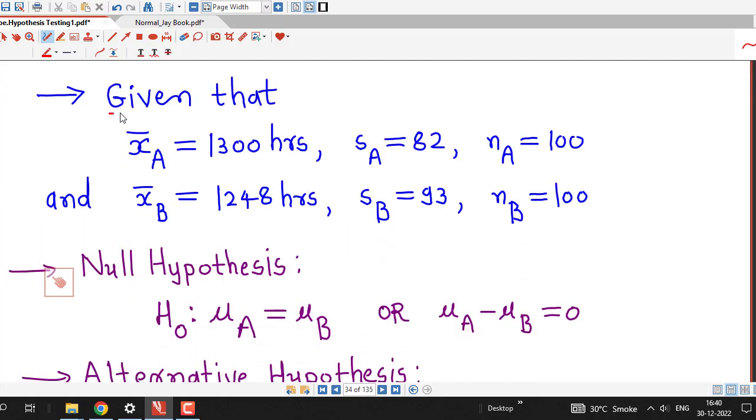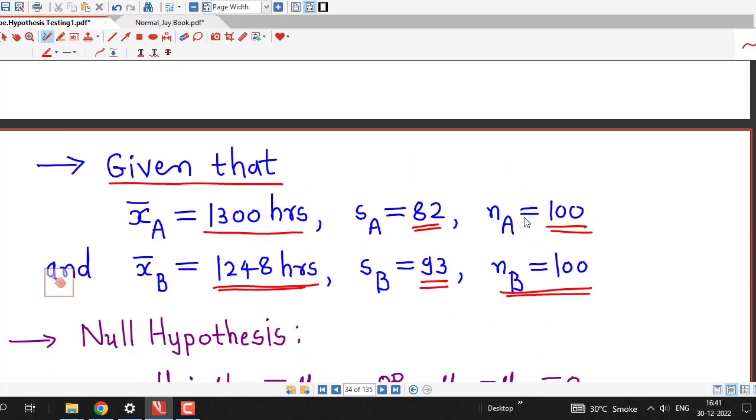First I have written the data for the two samples. We have two samples, from company A and company B. For company A I have used the suffix A. We are given that the mean life in hours for bulbs of company A is 1300 hours for this sample. Standard deviation is 82. Similarly for company B, mean life is 1248 hours, standard deviation is 93 hours, and the sample size is the same. And we want to decide which brand to purchase.